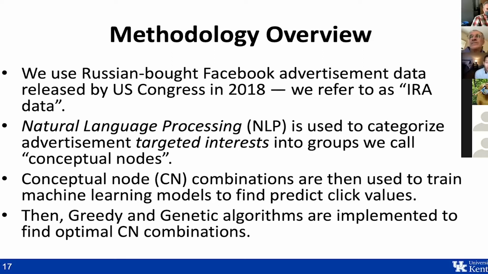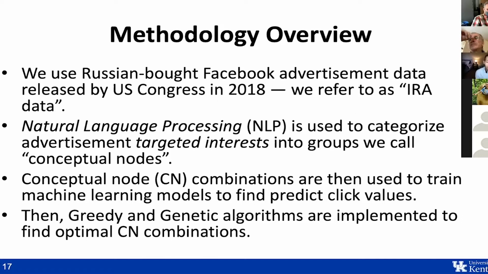We use this because there are a lot of different features that can be used to come up with models in order to perform prediction. Secondly, we incorporate natural language processing, or NLP, in order to categorize advertisement targeted interests, which we'll talk more about later, into what we call conceptual nodes. The reason for this is that the amount of targeted interests in the data is just too vast to really extract meaningful information from.